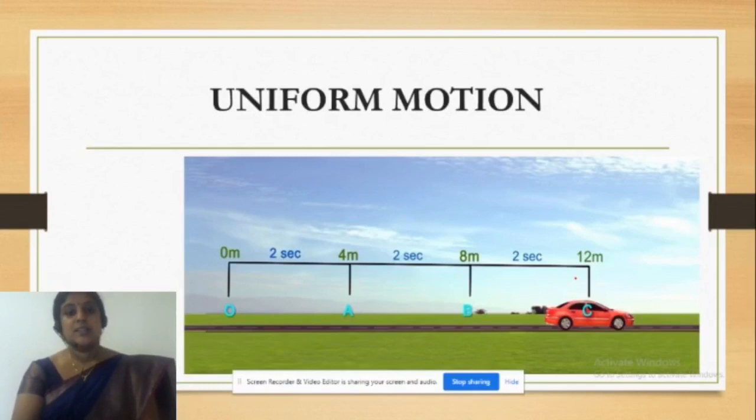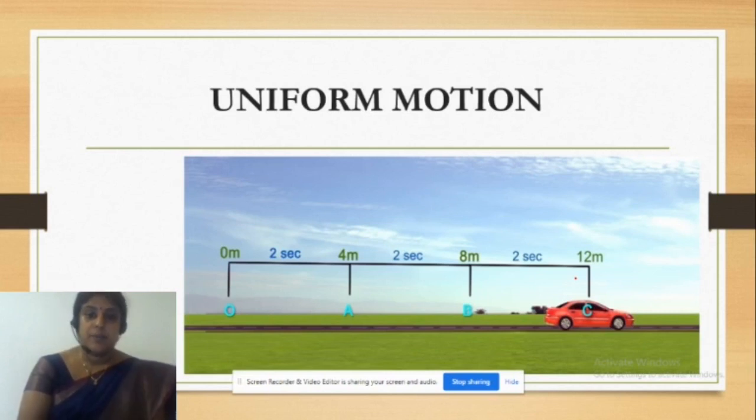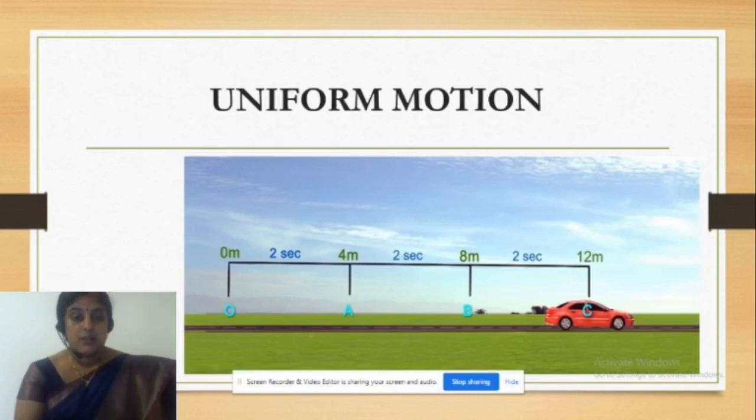So now let's discuss what is uniform motion and non-uniform motion. An object is said to be in uniform motion when it travels equal distances in equal intervals of time. Let us discuss it through an example.